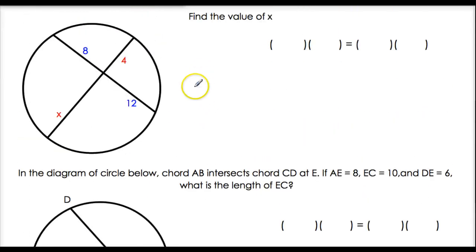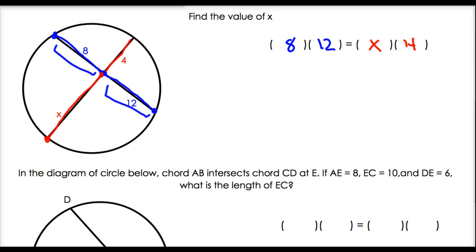For this case we want to find the value of x, and what we know is that we have our first part right here, which is 8, and we have another part of our chord, which is 12. So it's 8 times 12. Our next part, this big part right here of our other chord, is equal to x, and the smaller part is equal to 4. So it's the first part times the second part of our first chord is equal to the first part times the second part of the other, and we just multiply them out. That's how we're going to find x.